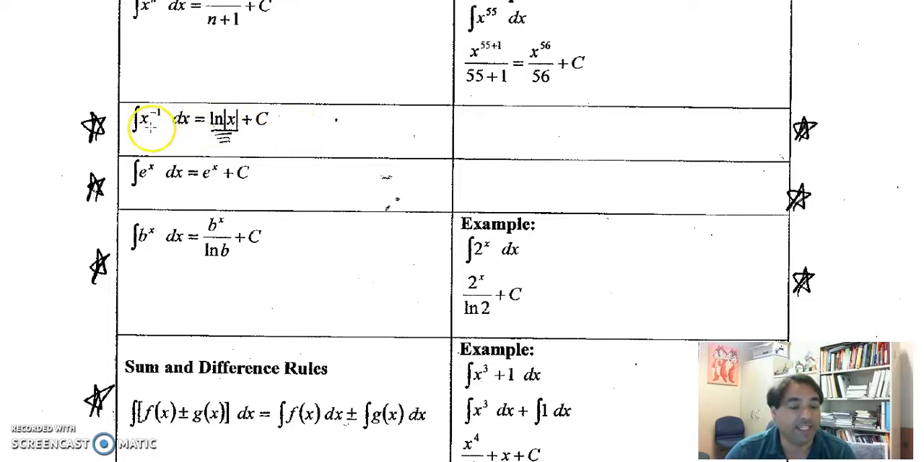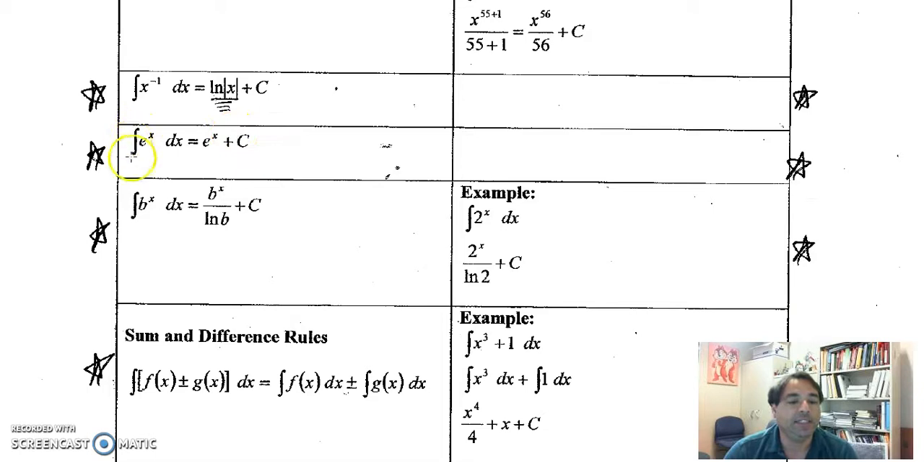So this is a special case, but we know that if you have x to the negative 1, or 1 over x, which is the same thing, the antiderivative is going to be natural log absolute value of x plus c. Don't forget your plus c. And again, if you take it backwards, our special cases, you would get 1 over x if you took the derivative.